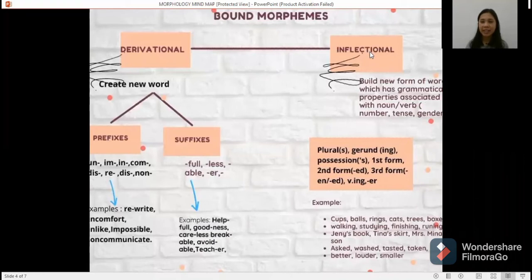So the next is inflectional. I told you about inflectional. Inflectional has the function to build a new form. If derivational creates a new word, then inflectional only builds a new form of the word without losing its meaning. It has the same meaning, but it just changes the form of words, such as teacher becoming teachers, something like those.